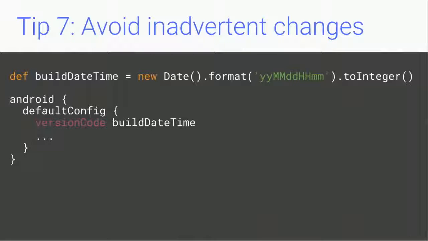Now, tip 7 is a fun one. You should avoid inadvertent changes to your project. The code shown here is an example of such. At first glance, it seems pretty reasonable. The code here is basically just using the current date time as the version code for your app, which is a reasonable thing to do because every time you build, you want to have a unique ID so that when your QA team logs a bug, they can tell you which build it was. Now, the reason why this is bad is because this would force your Android manifest to change at every build, even the ones that you're not distributing to anybody.